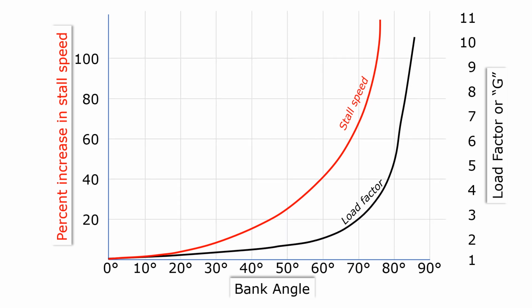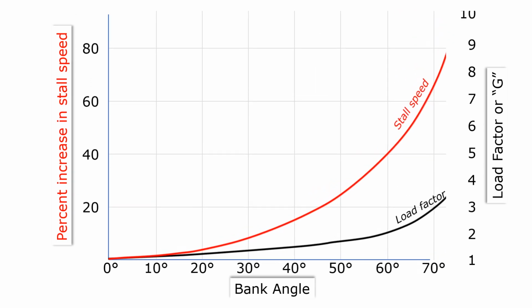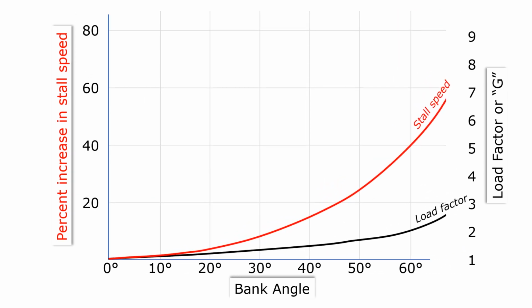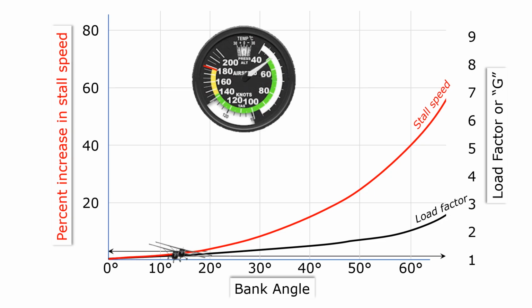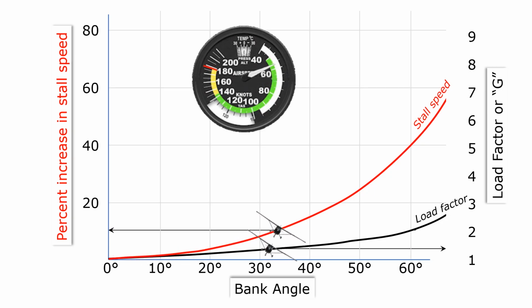In a level turn approaching 90 degrees of bank where we remain coordinated and aren't, for example, using rudder authority and thrust to maintain altitude the way a fighter jet would, we could experience load factors approaching infinity. Let's zoom in on this graph and look at some of the more realistic scenarios. If our aircraft starts at wings level, our stall speed may be represented by the bottom of the green arc of the airspeed indicator. Here it's 50 knots. If we raise our bank angle, both our stall speed and load factor increase.